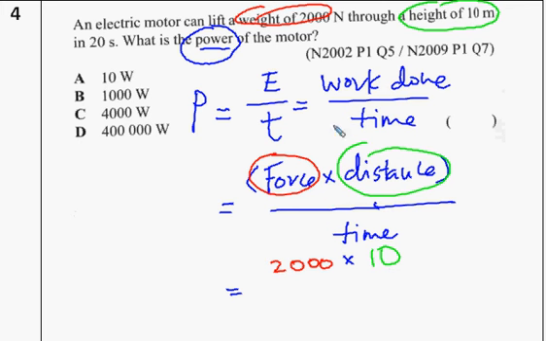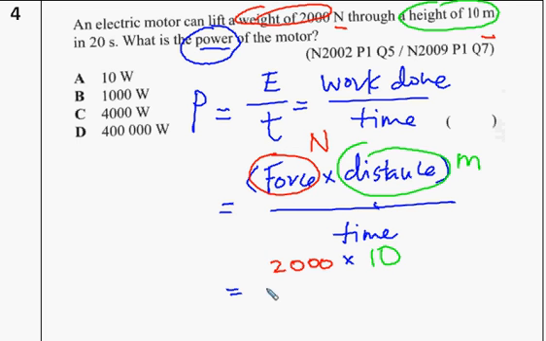When you apply all these formulas, please take note that all this information has to be in SI units. The SI unit for distance is meters, and the SI unit for force is Newton. So notice all these are correctly placed, and there's no need for any conversion of units.